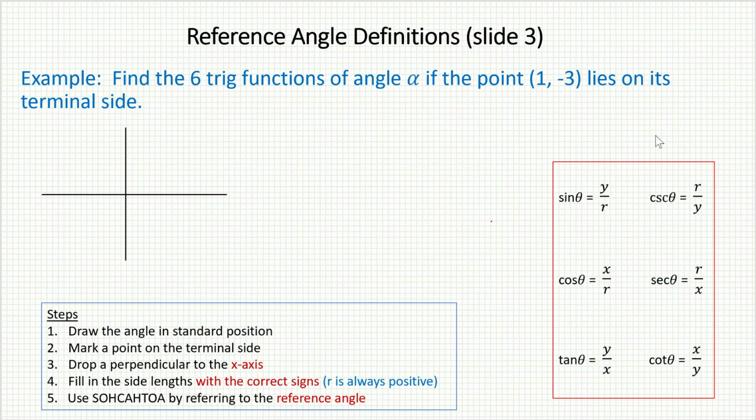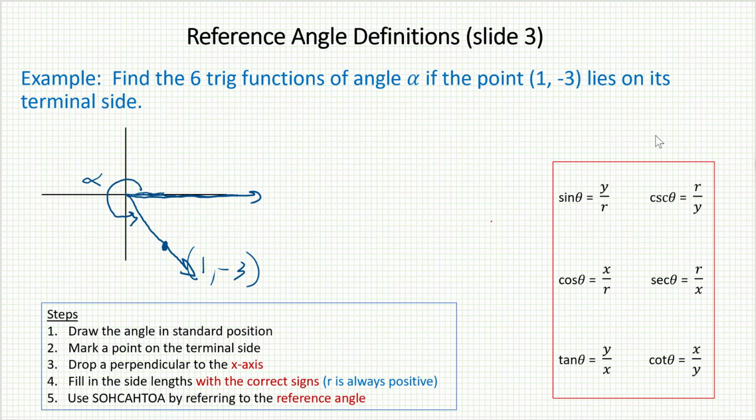Okay, let's look at an example. This one says, find the 6 trig functions of angle alpha if the point 1 comma negative 3 lies on its terminal side. The point 1, so that would be over 1 and down 3, somewhere around here. Here's the point 1 comma negative 3. The terminal side of my angle goes through that point. Of course, my initial side is always here. Here's angle alpha.